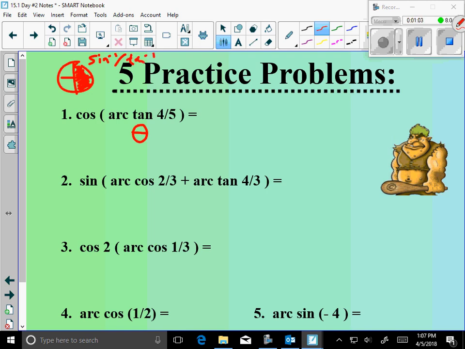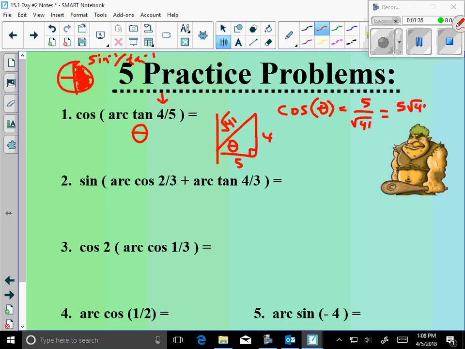Okay, so I know that since the tangent is positive here, it'll be in quadrant 1. So I'm going to sketch a triangle in quadrant 1 with a tangent of 4/5. If I use Pythagorean theorem, I should get the square root of 41. This right here is theta. So the cosine of theta would be adjacent over hypotenuse, which would be 5 over root 41. If you got there, that is a good answer. If you wanted to go further, you could rationalize, which would give you that. Either of those is acceptable test answers.